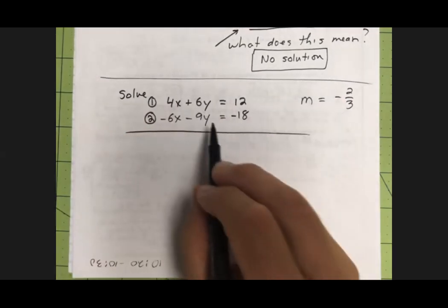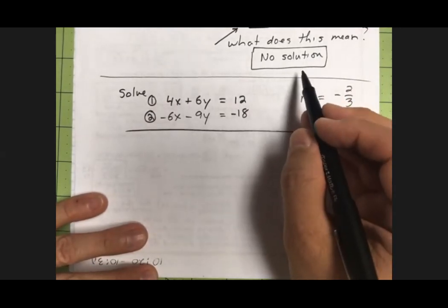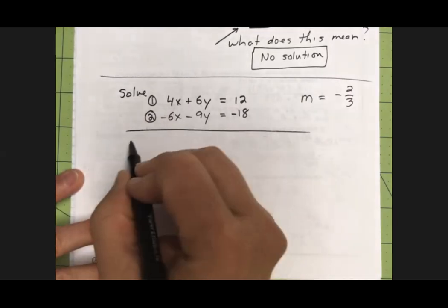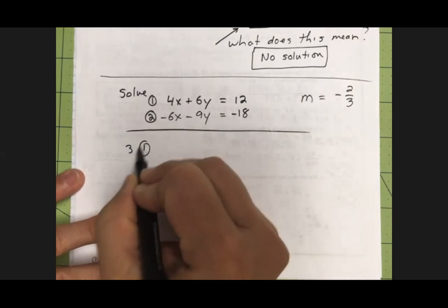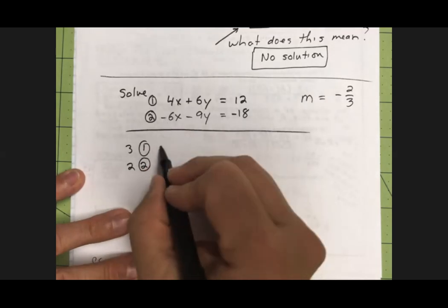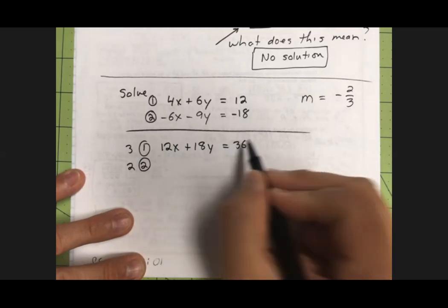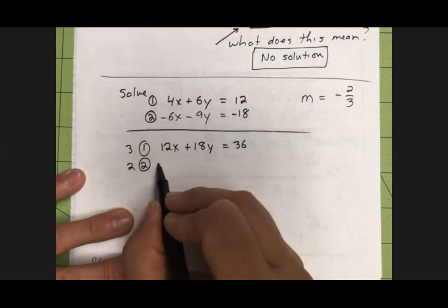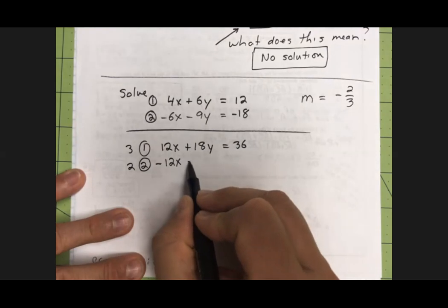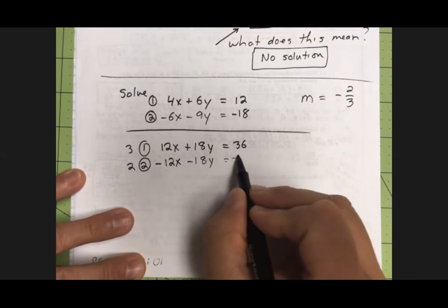Okay, so now you're suspicious that something's wrong, but you don't just pop off and say, okay, no solution, I'm done. No, you got to actually execute. And so what I'm going to do is take 3 times equation 1, 2 times equation 2. 3 times equation 1 is 12 x's plus 18 y's equals 36. Equation 2 times 2 is minus 12 x's minus 18 y's. Ooh, something bad's happening. But minus 36.